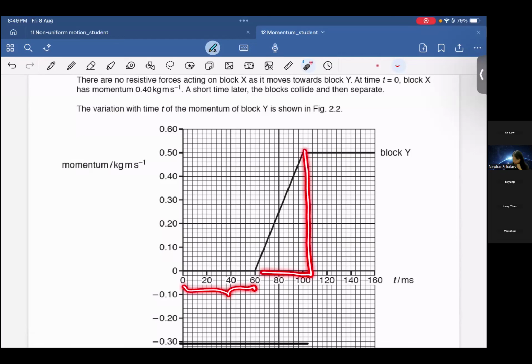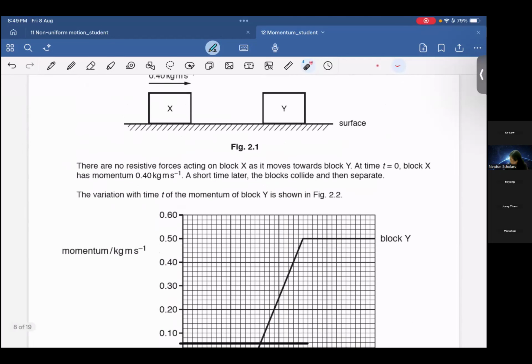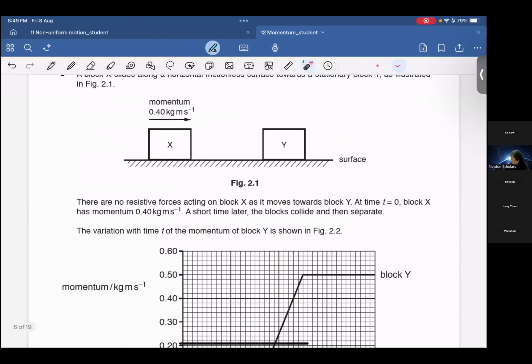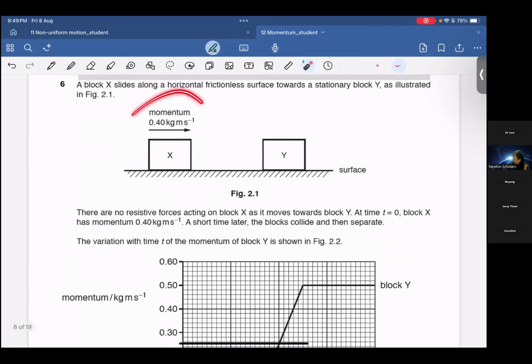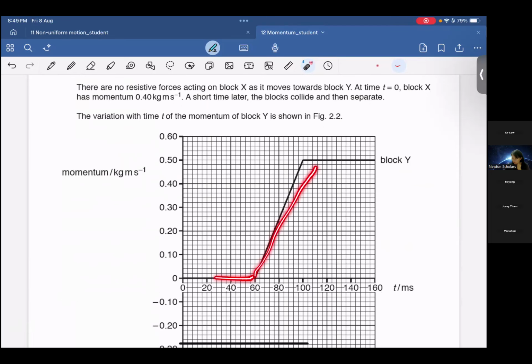Then this part, what's going on? This part is when they collide and contact. Then after that, they start having a constant momentum because it's moving with a constant velocity. So this one is after separation. Okay, so at time equals 0, block X has momentum. Starting, this one is the momentum. Later on, they will ask you to sketch the momentum for block X, because right now they're giving you only block Y.